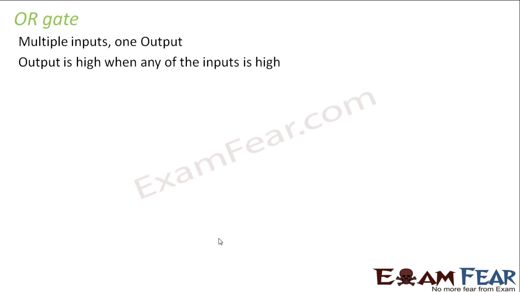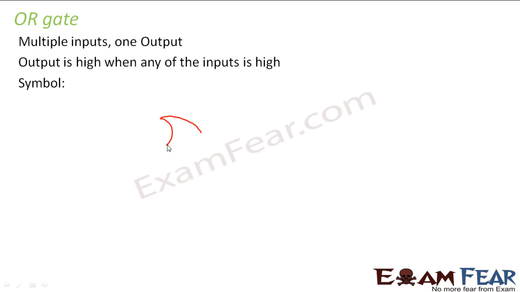Now let us look at the OR gate. What is an OR gate? It has multiple inputs and one output. Output is high when any of the inputs is high. Let us suppose you have two inputs. If one of them is high, your output is going to be high. So output is high when A or B is high, that means either A or B is high. So what is the symbol of the OR gate?